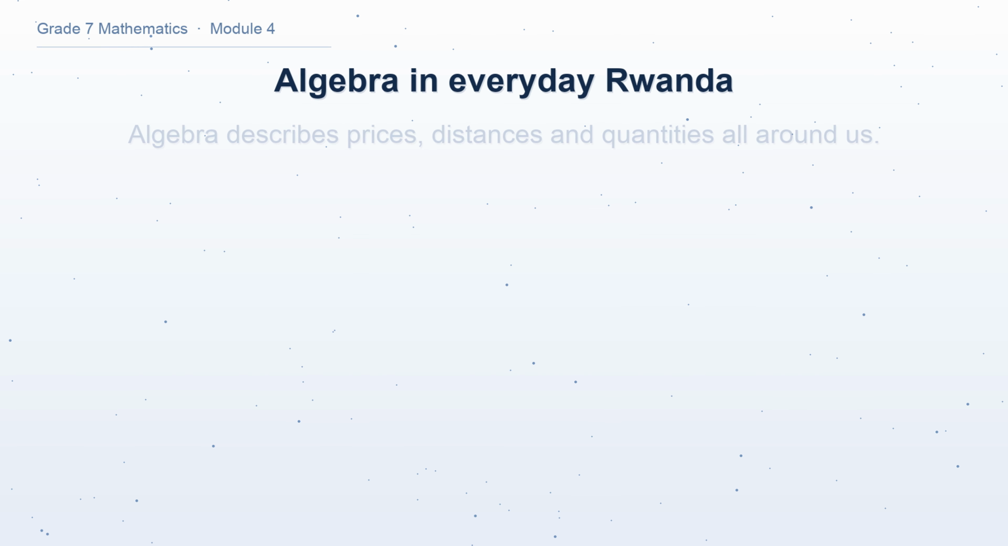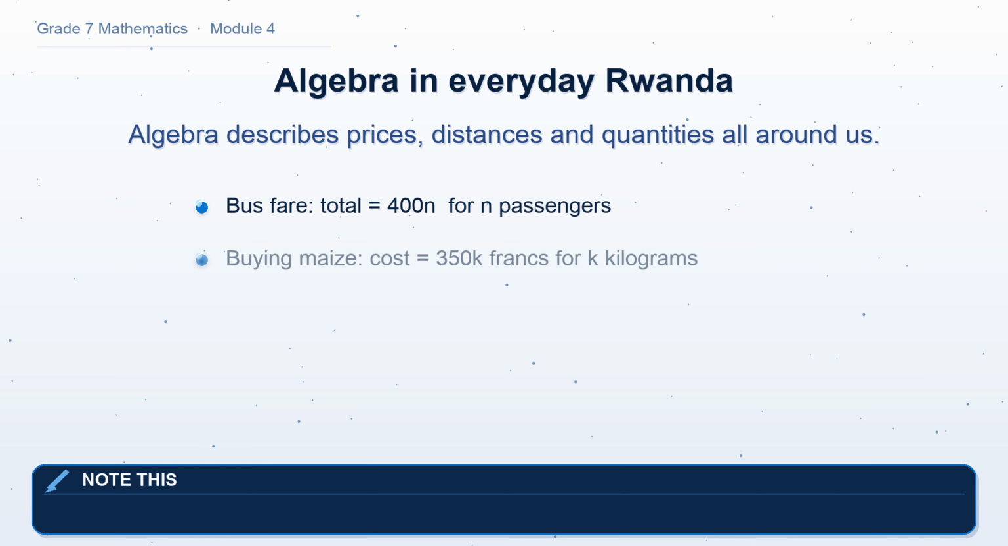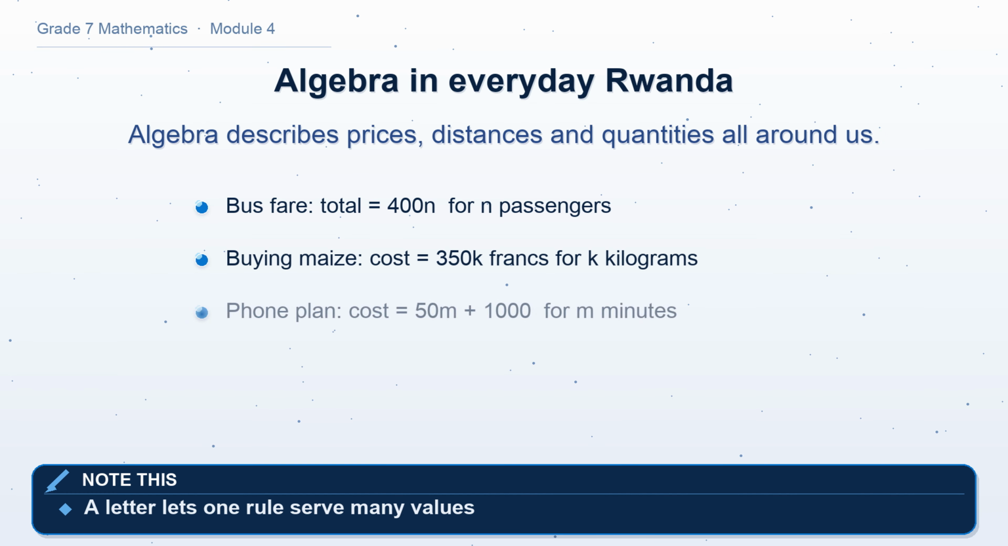Algebra is not only for the classroom, it describes the world all around us. If a bus fare is 400 francs each, the total for n passengers is 400n. If maize costs 350 francs a kilogram, then k kilograms cost 350k. A phone plan might charge 50 francs a minute plus a fixed 1,000, written as 50m plus 1,000. And the perimeter of a field uses the same formula we met earlier. Whenever a quantity depends on a number that can change, algebra is the language we use.